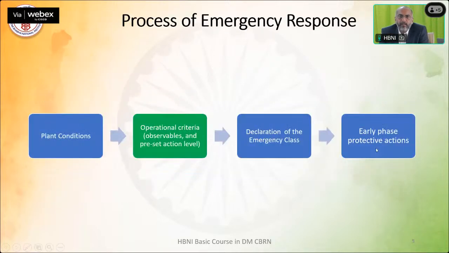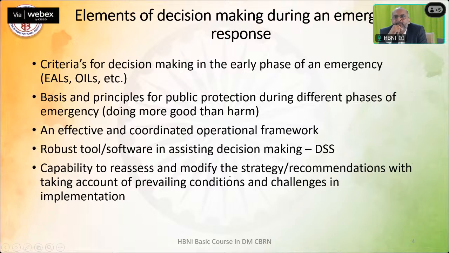So, the elements of decision making during an emergency response. What are the things that are going to help us do decision making effectively, and ensure that we are able to instruct or give recommendations to the public authorities that this is the right protective action to be implemented in the public domain at the right time?